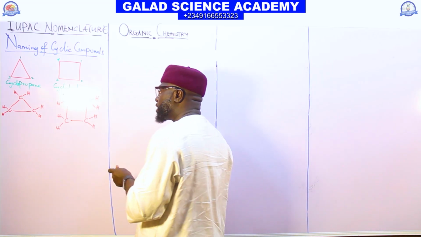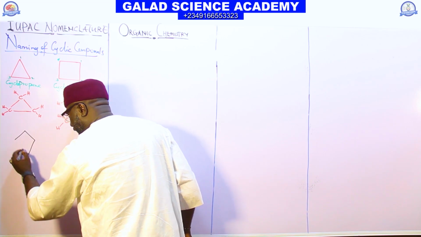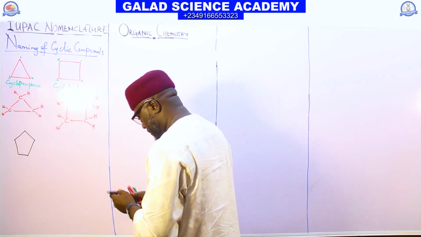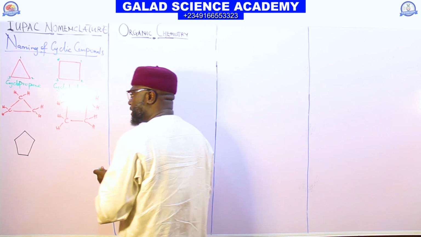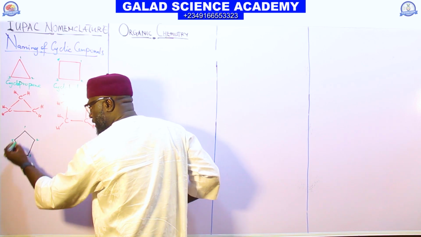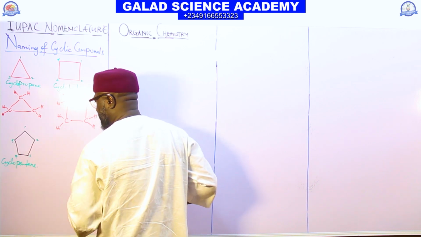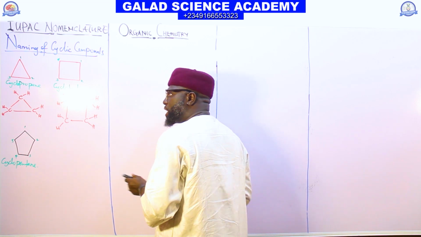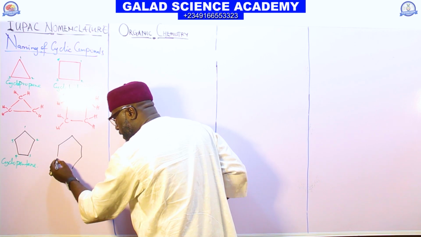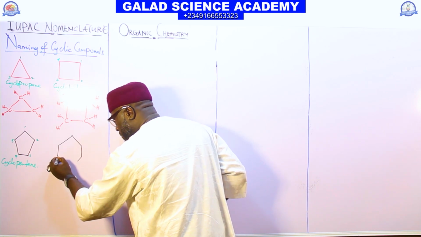So for another one, if you have a compound that has this kind of structure, what is the number of sides of this compound? Count it. We have 1, 2, 3, 4, 5. The name is called cyclo, 5 is pentane. Pentane. But in case we have a compound in this form, it looks like benzene, but it's not benzene.